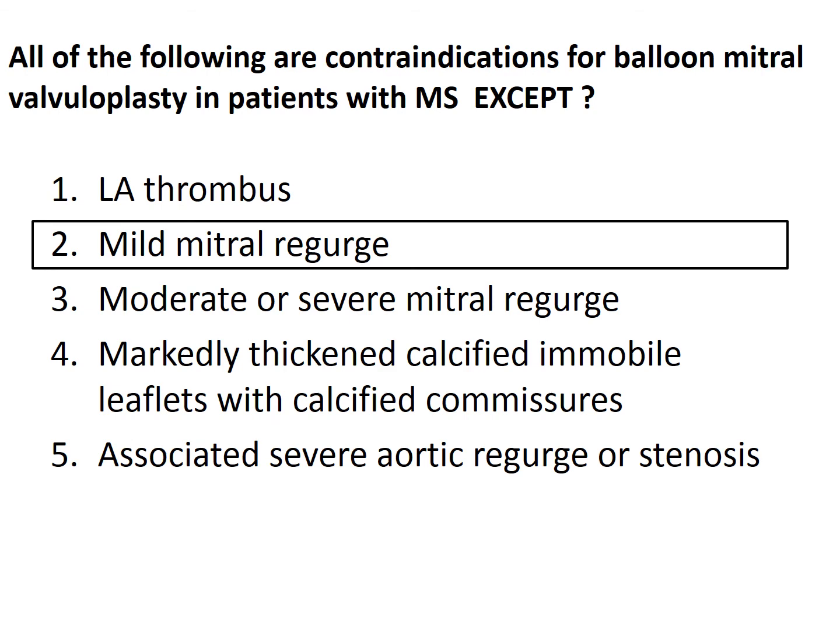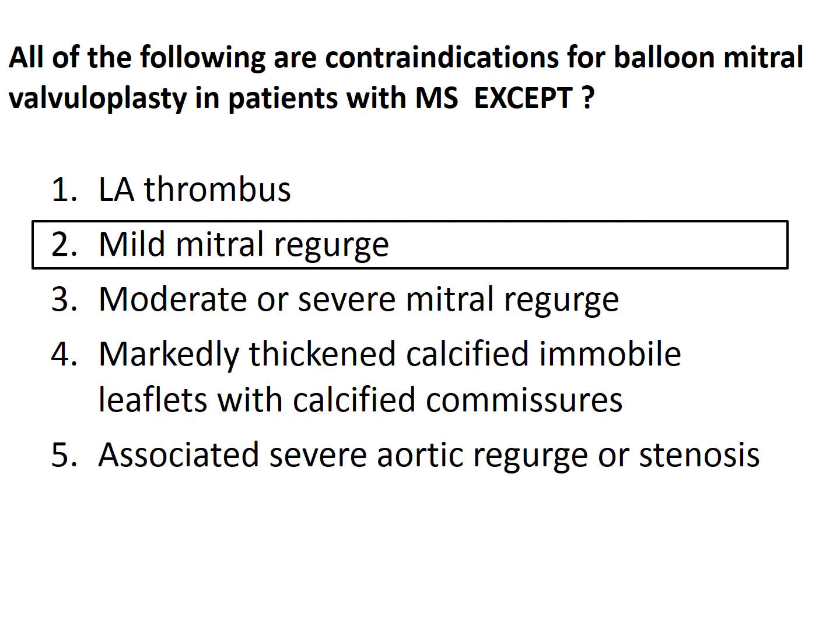Obviously, we cannot advance the balloon valvuloplasty catheter through the left atrium in the presence of a thrombus for fear of dislodging this thrombus and causing a thromboembolic event, stroke or acute lower limb ischemia. In patients having more than mild mitral regurg, we cannot again use the balloon mitral valvuloplasty for fear of aggravating the degree of mitral regurg.